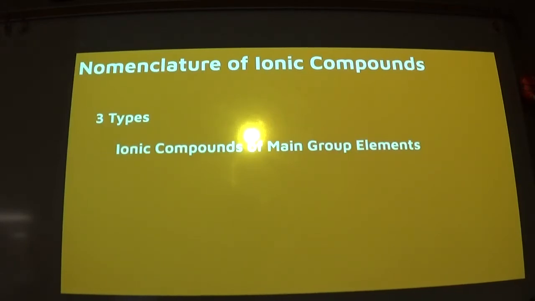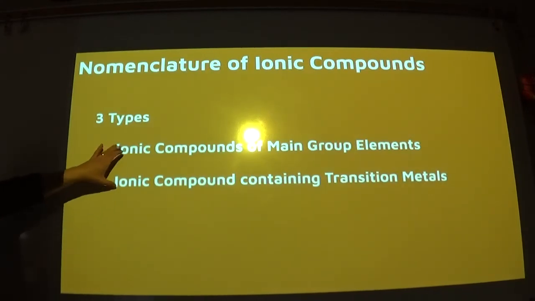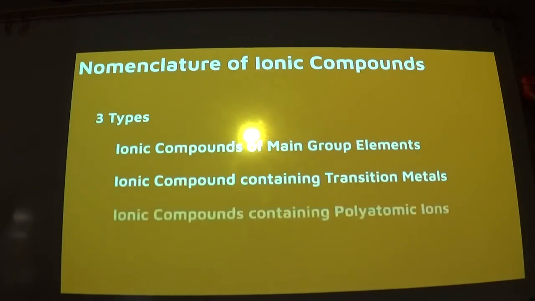Do we remember what the main group is, as opposed to the transition metals? Groups 1 and 2, and then 13 through 18. Perfect. Those elements will generally form ionic compounds when they bond together, and they will be named slightly differently than if we have a transition metal. We're going to address these two subtypes here, and then probably next week we'll talk about polyatomic ions.